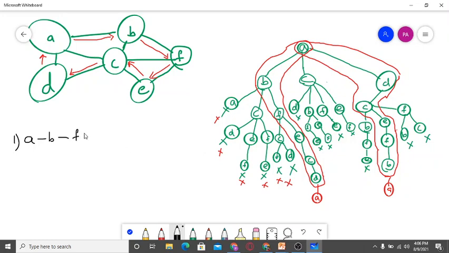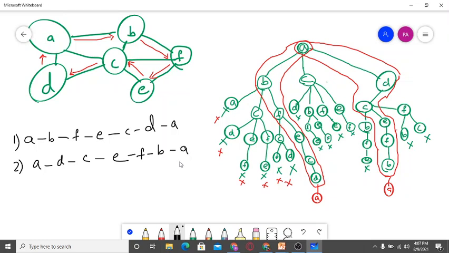F to E, from E to C, from C to D, from D to A last. Okay, next. Second one, starting from A, it will be D, then C, then E, F, B, and the last A.